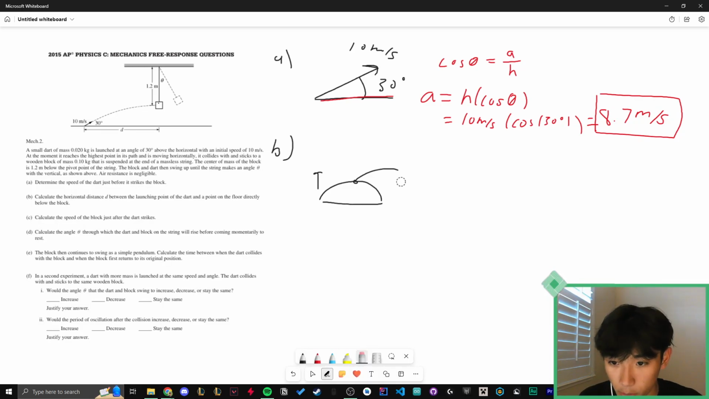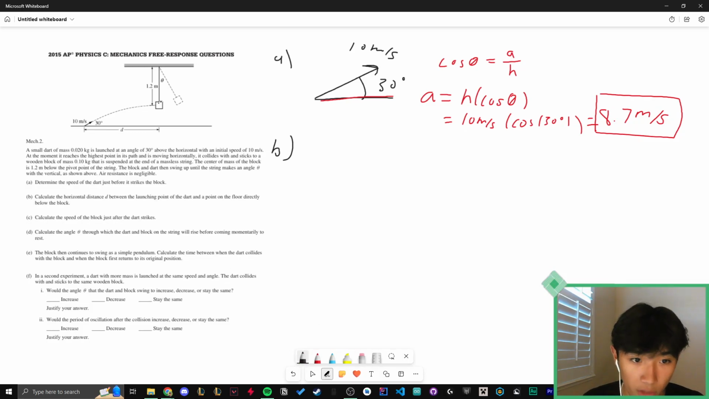Okay, so basically we can figure out when the velocity of the y component is equal to 0, and then using that time, we can take our horizontal speed, and with the time, we can figure out the distance. So let's do that. Let's write out the kinematics equation. The velocity of the y component final is equal to the velocity of the y component initial plus the acceleration of the y component times t.